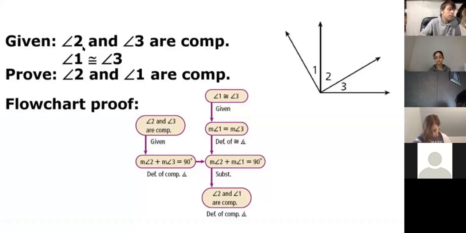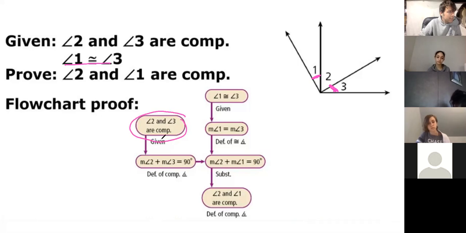Okay, so here's our given. Angle 2 and angle 3 are complementary, and angle 1 is congruent to angle 3. If it's part of the givens, I do like to make markings on my picture to indicate that. So since it wasn't marked there, prove angle 1 and 2 are complementary. All right. So here's the flowchart proof of this problem. You can see it's not just like a T-chart with statements and reasons. The statements and the reasons are kind of grouped together.